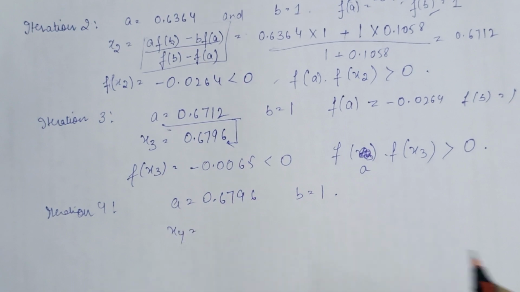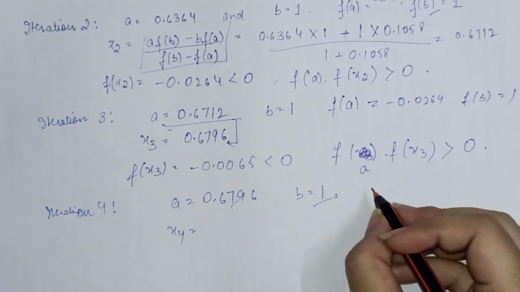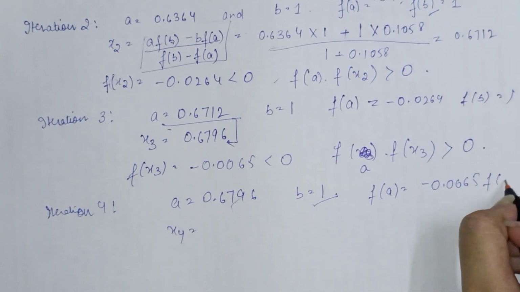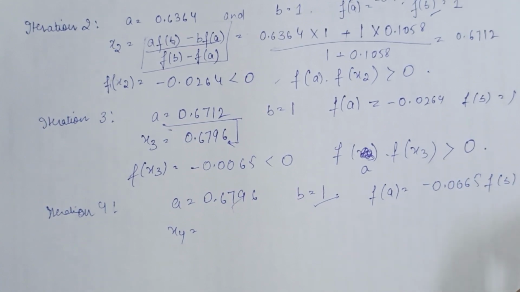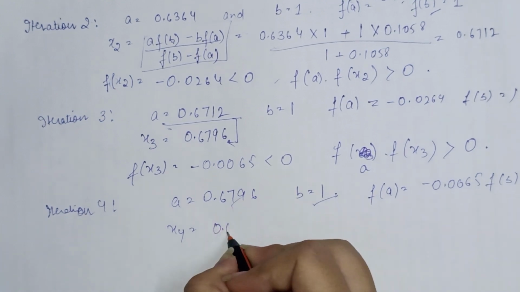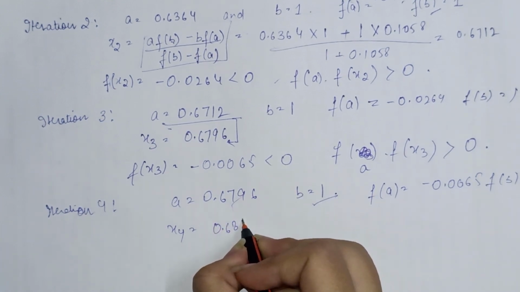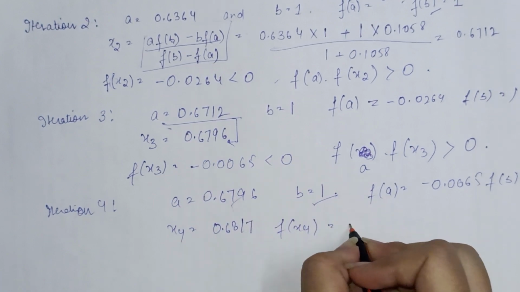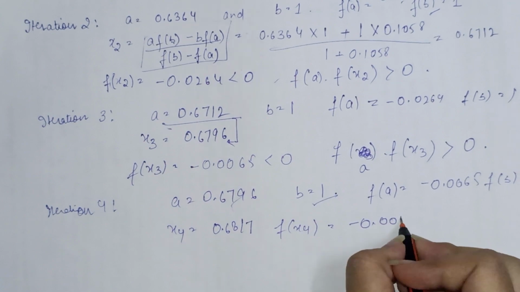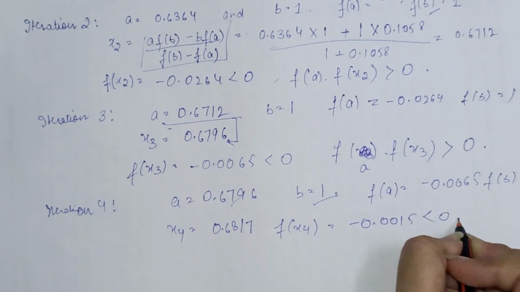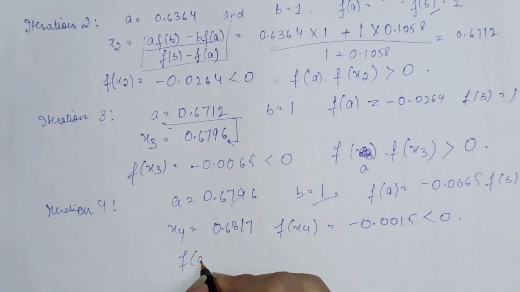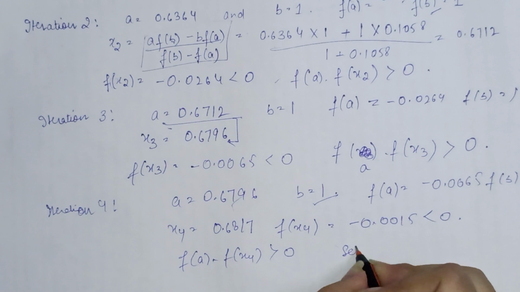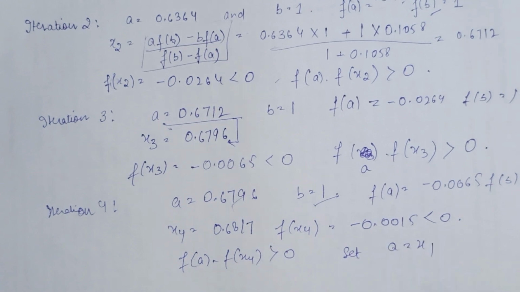Again we calculate the mean, a और b के अकॉर्डिंग. f of a हमारे पास था 0.0065 and f of b is 1. We calculate the mean 0.6817 and we put in the function. We get 0.0015 in negative, that is greater than 0, and f of a into again f of x4 is greater than 0, so set a is equal to x1.